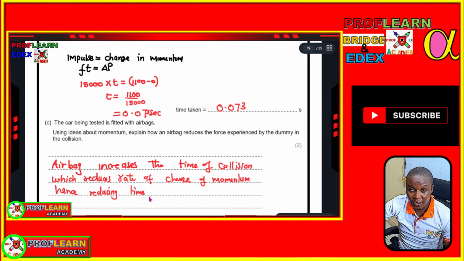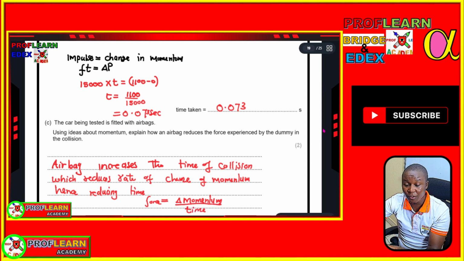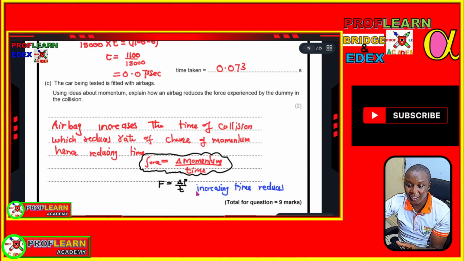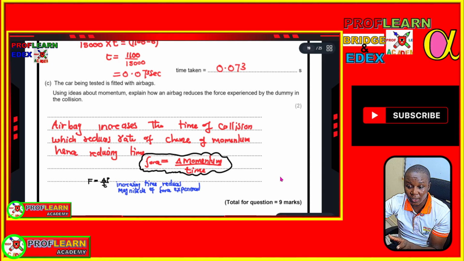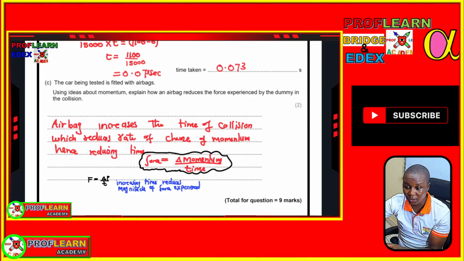An airbag increases the time of collision, or time of impact, which reduces the rate of change of momentum, because we said force is equal to change in momentum over time. So if you have more time, you are going to reduce the force. If you increase the time, you are going to reduce the amount of force experienced by the person who hits the dashboard.